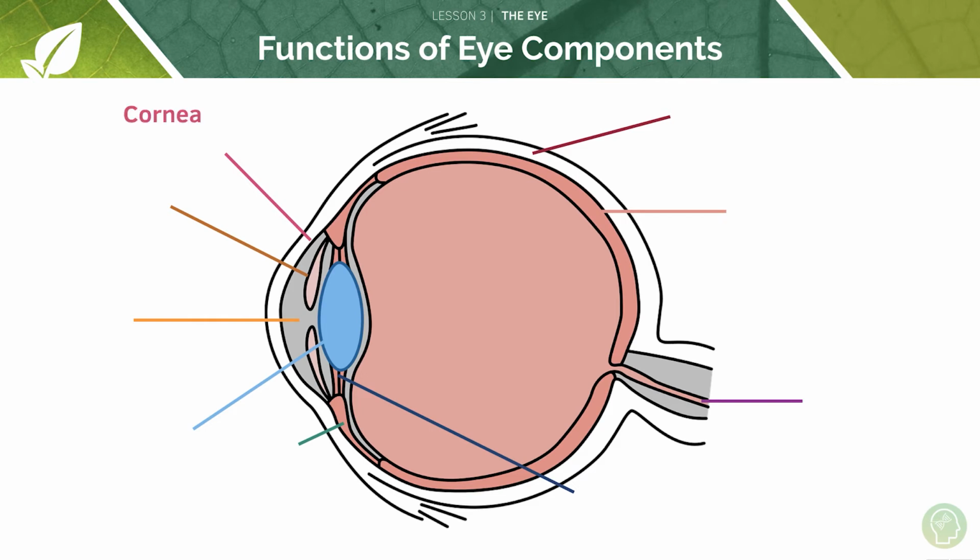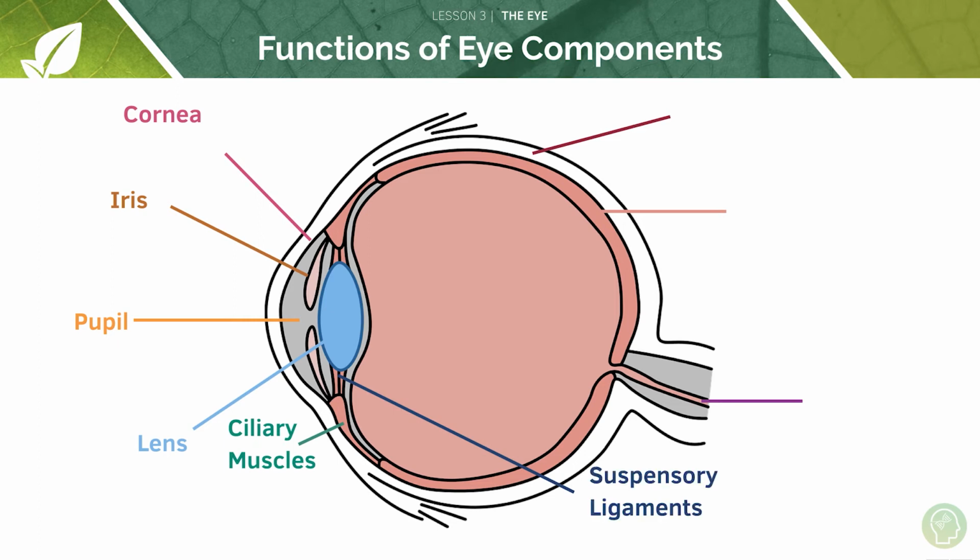So I'm going to go through them. We've got our cornea, our iris, our pupil, the gap through which light enters the eye, the lens, really important in refracting light, ciliary muscles and suspensory ligaments, which are important in changing the shape of the lens and therefore changing the extent to which light is refracted as it enters the eye, the optic nerve, sending impulses from the sensory receptors in the retina to the CNS, the brain, and your retina, which contains your light receptors, and your sclera, which has a protective function.